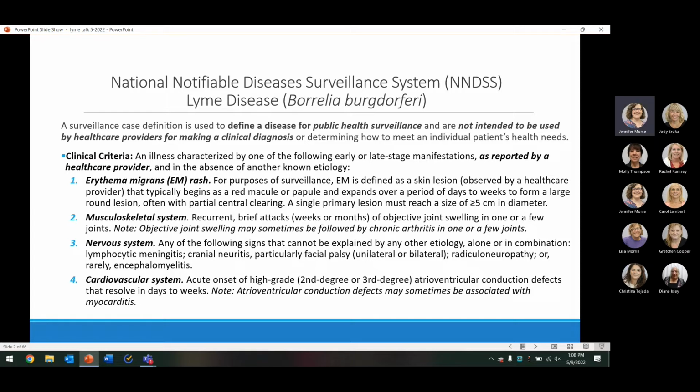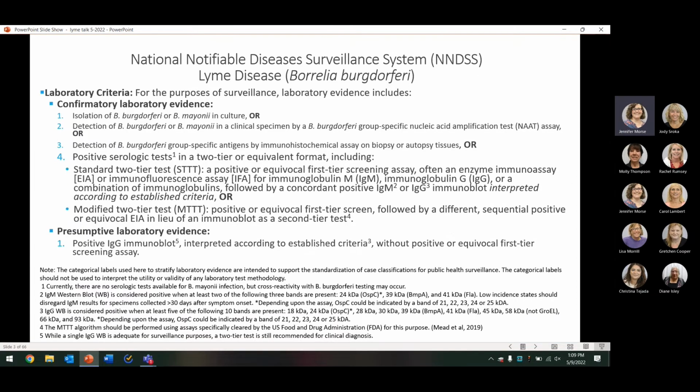There's nervous system manifestations, which are listed here. It's either meningitis, cranial nerve involvement, particularly facial palsy, radiculoneuropathy, or encephalomyelitis. And then there can be cardiovascular involvement, which are heart blocks, and sometimes you can have myocarditis. But again, these would be the definitions that you would use based on healthcare provider reports for the clinical criteria.